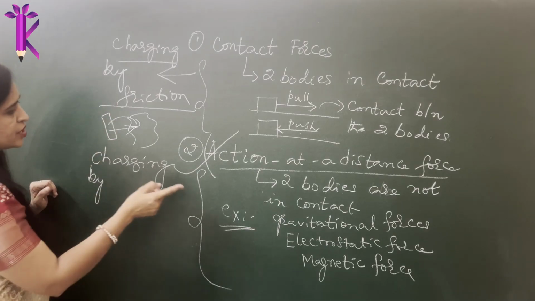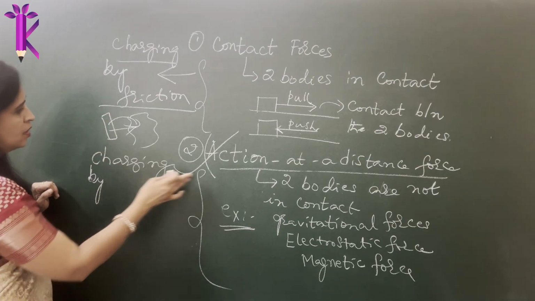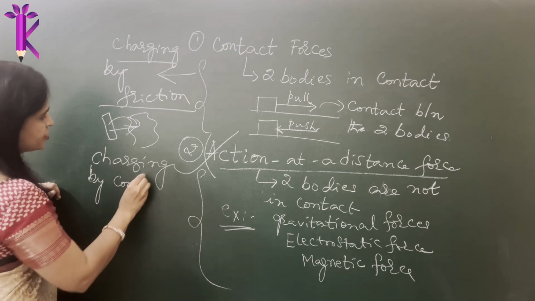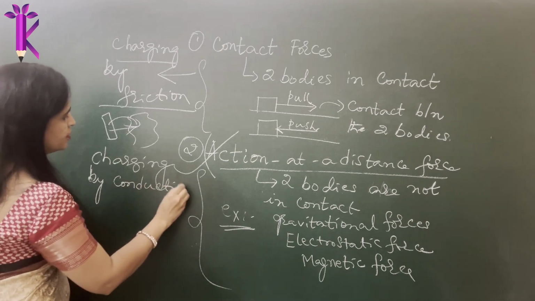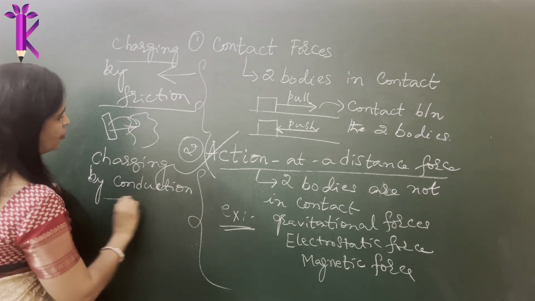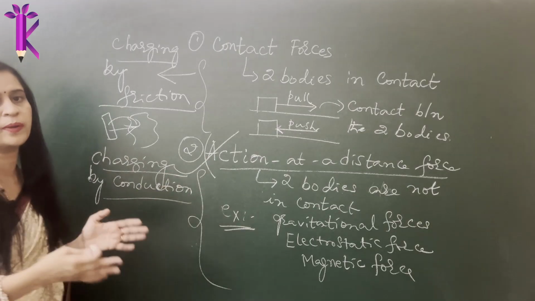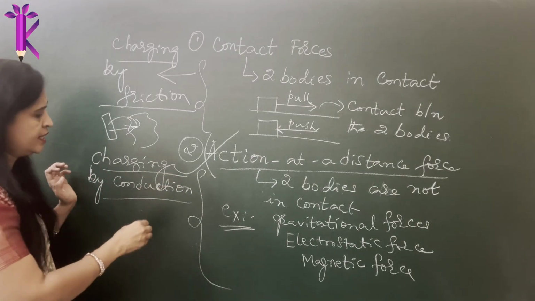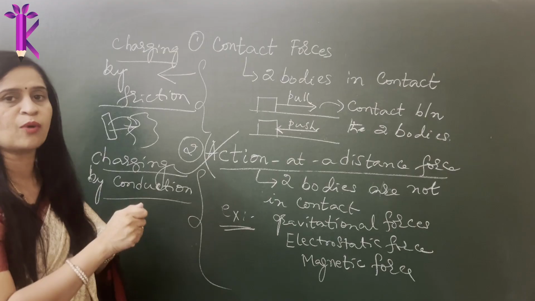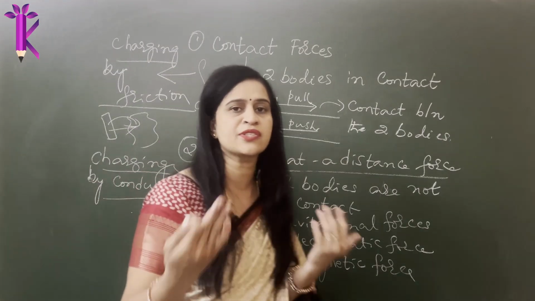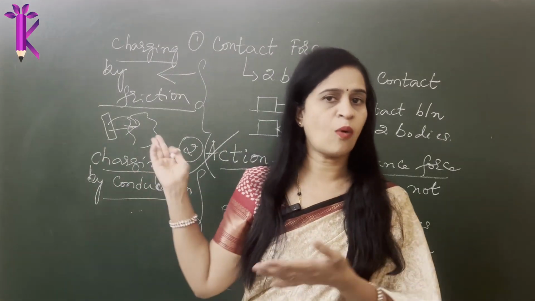Charging by friction, charging by induction, and charging by conduction. So how do you charge by conduction? It is again, you bring them into contact, you basically make those bodies touch each other, and there is an exchange of charge, just like what happens in friction.